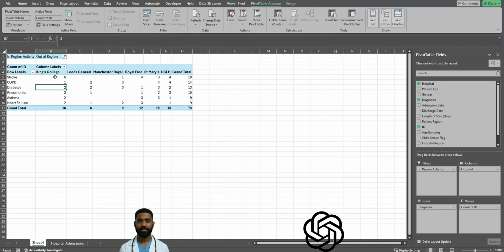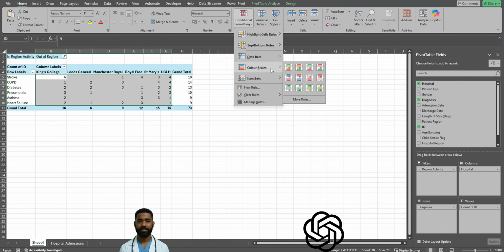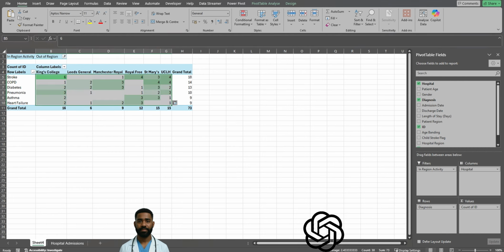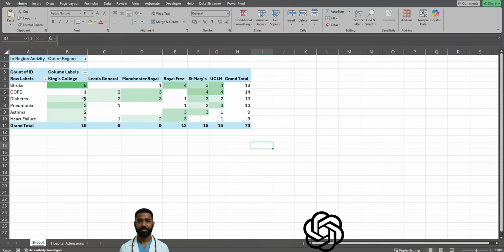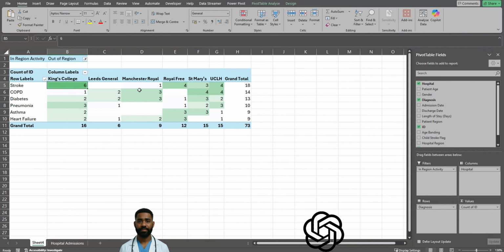We can put the hospital in the columns field pane, and let's apply conditional formatting just to quickly visualize, and we can just do the green to white color scale, and we'll visualize how many hospitals had stroke as the highest value. So the darker green indicates a higher number, so we know King's College did, Royal Free, UCLH. The reason it's a little bit less green is because it's doing a comparison on all of the values. So in this case, St. Mary's is a little bit lower than the highest of 4.